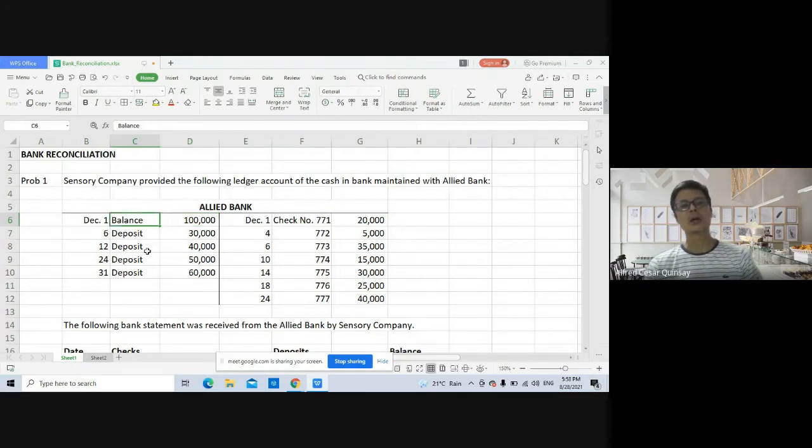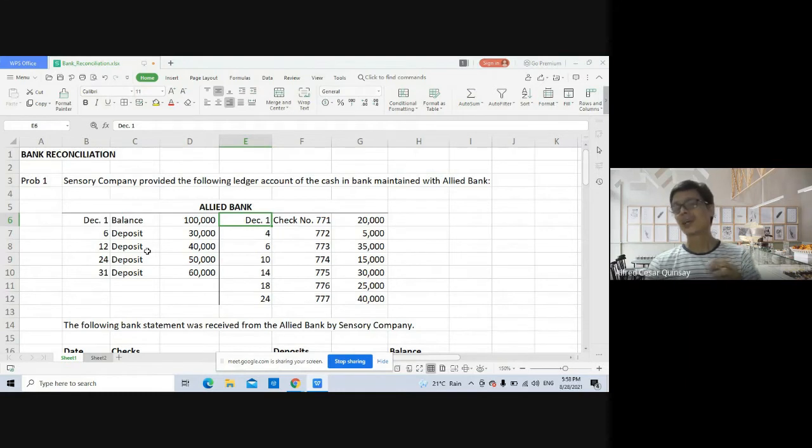So they took into account yung balance on December 1. That's a beginning balance, and all those transactions they did with the bank, which is Allied Bank. So as you know, dito sa left side are the debit side. Since this is a ledger, it shows the T account. On the left side, these are the deposits, additions to the cash in bank account of the company, composed of the December 6 deposit, December 12 deposit, December 24, and December 31 deposit. And on the right side, which is the credit side of the cash in bank account of the company.